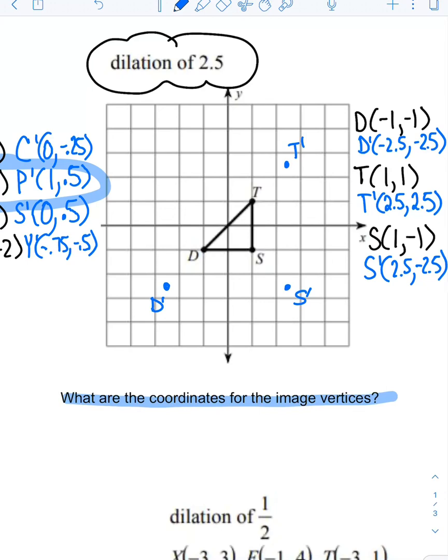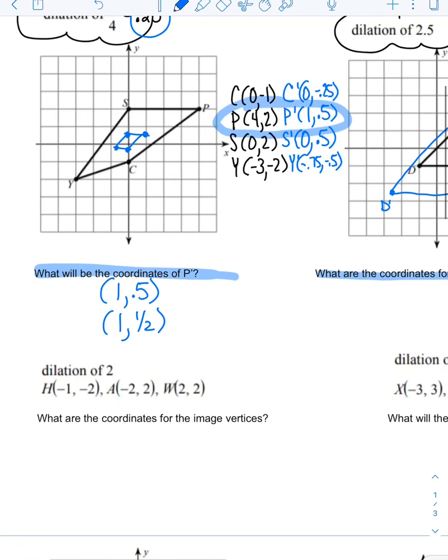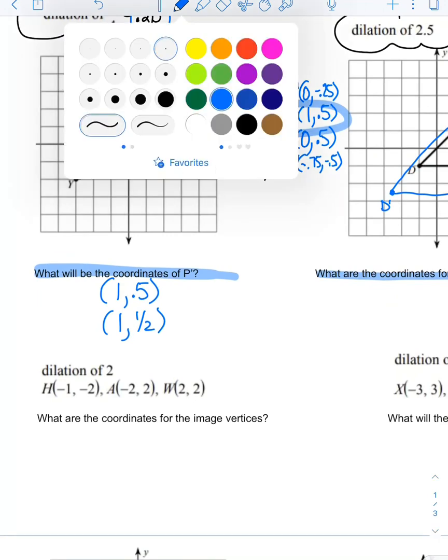So we can see when we multiply by a number that is bigger than 1, it makes the picture grow. So now, guys, we're just going to focus on the points that the directions tell us to. So look at number 3.